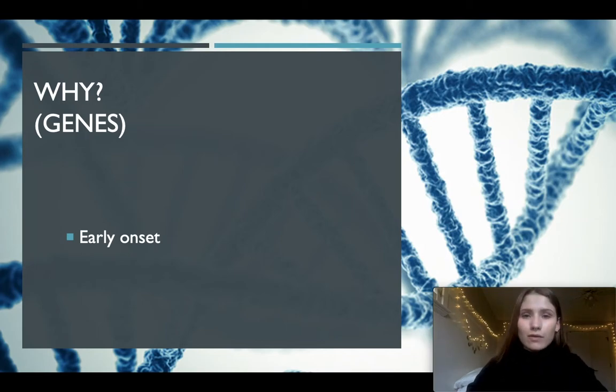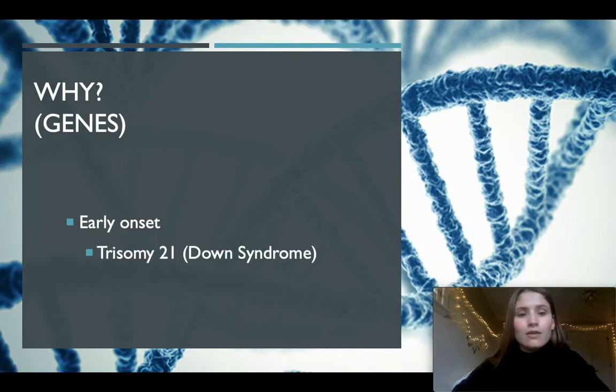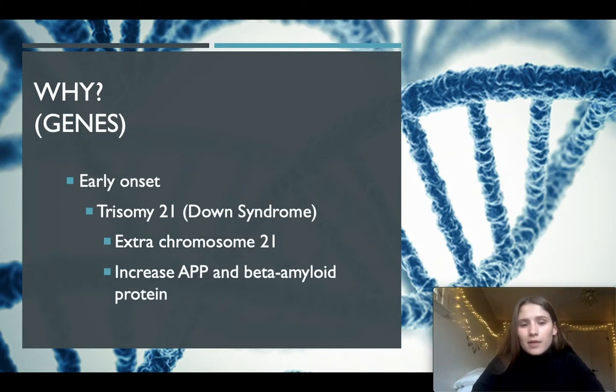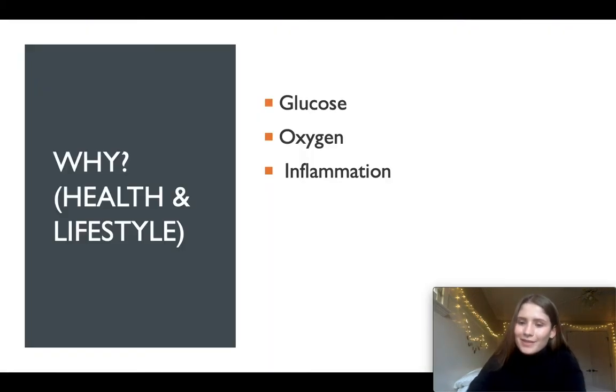Right. There's also another form of the mechanism behind early onset. It's trisomy 21, aka Down syndrome. Now, as a lot of you know, they have an extra chromosome 21. And chromosome 21 deals with the ability to produce APP, and APP affects the production of the beta amyloid proteins. So that's also an underlying mechanism.